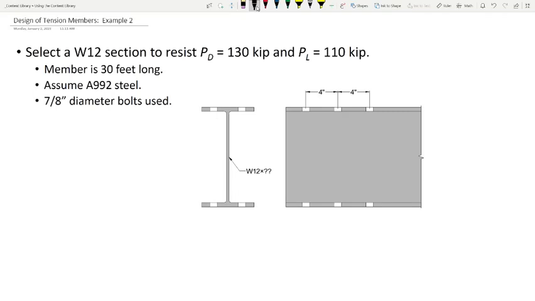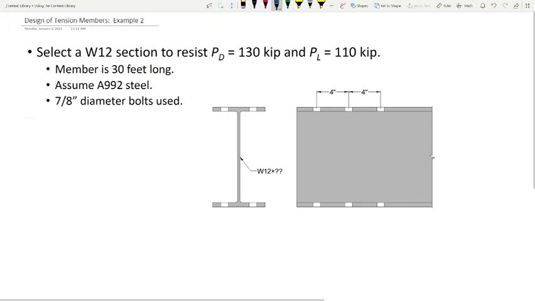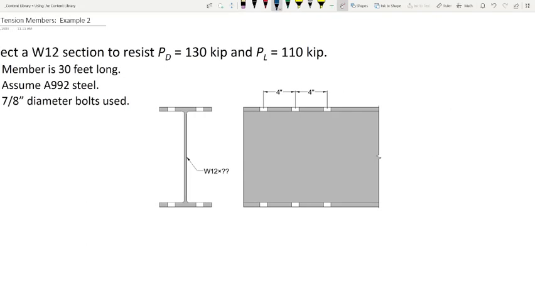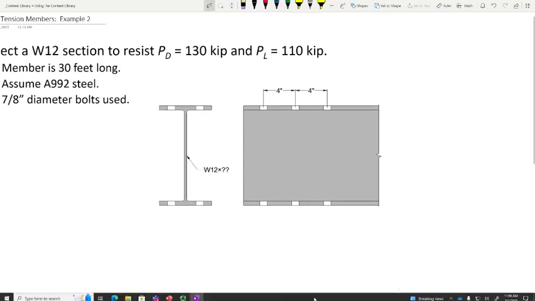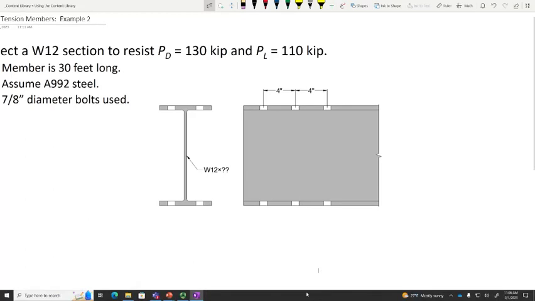Now, before we start getting into our design calculations, let me get this back over here. Come on.